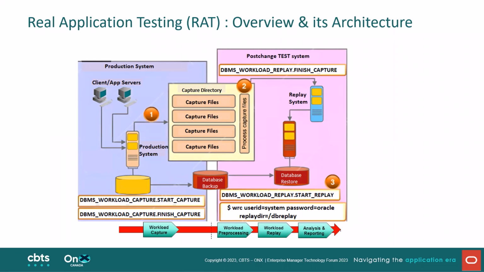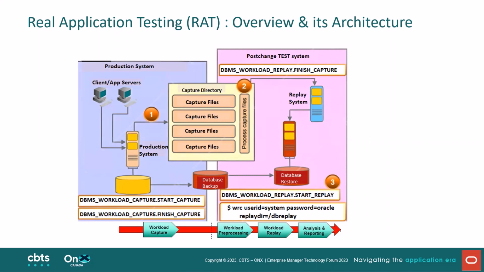Now, once the restoration of your database is finished, as step three, on the target, you will fire the recommended number of WRC, or workload replay clients, on the target database to replay the captured workload. And to get the exact number of workload clients that you need to run your load, you have to run the WRC utility in calibrate mode. And once you have the required number of workload clients running, you can next start the replay process on the target using the DBMS_WORKLOAD_REPLAY package and its procedure called START_REPLAY. And you are done.